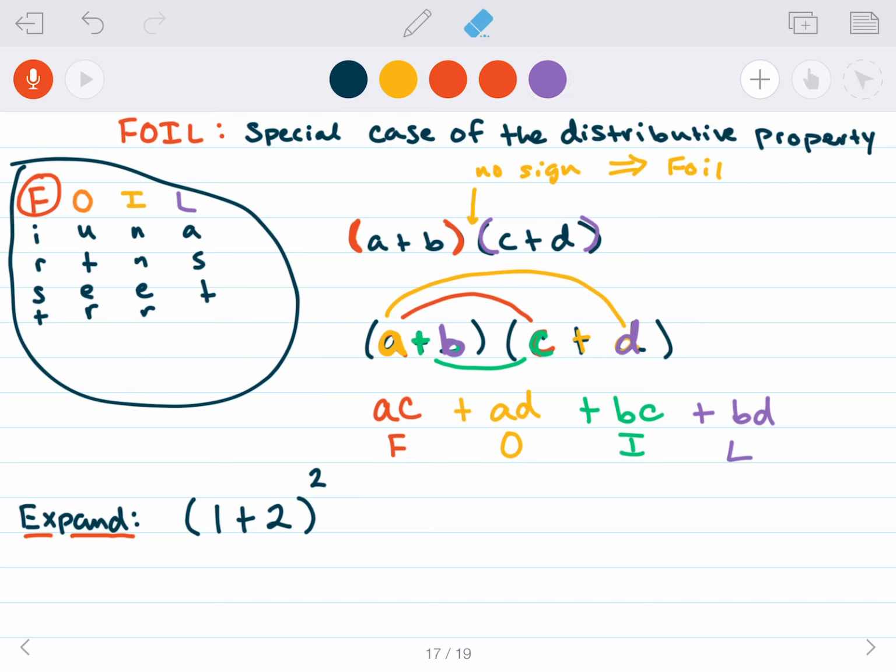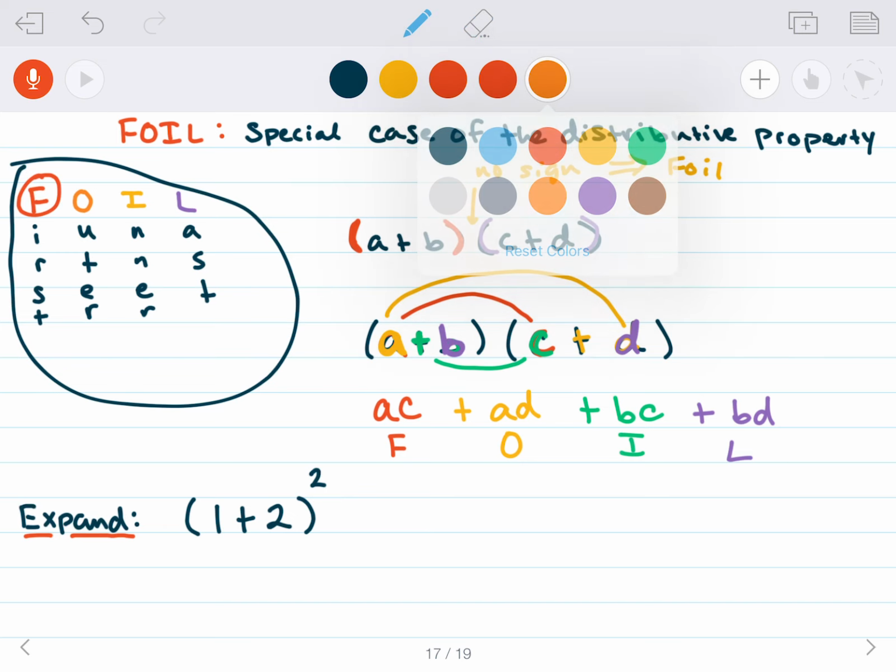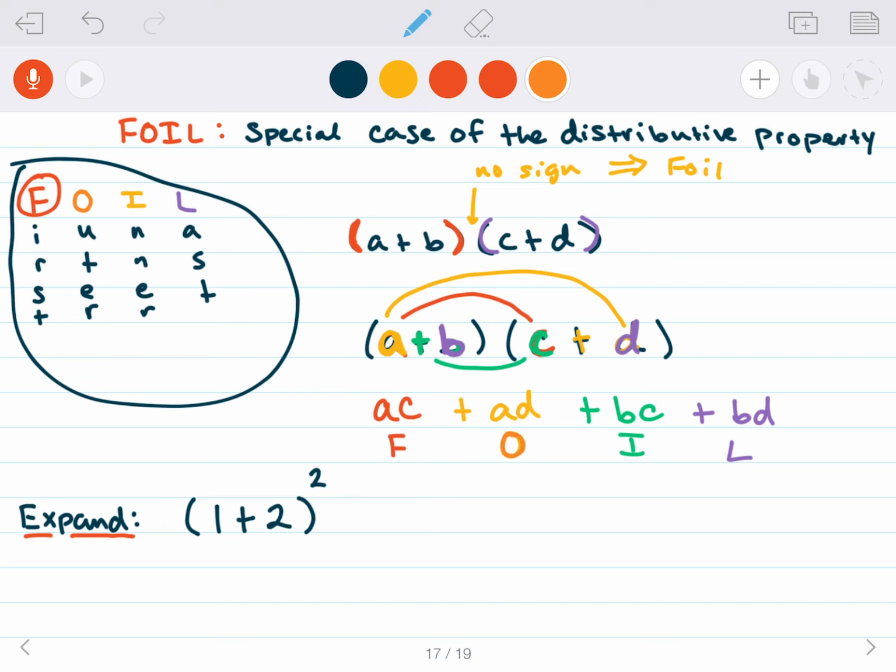Oh, I guess I got my colors mixed up. Dang it. Maybe we should just say this is orange. I did yellow for inner, so maybe this is yellow. And then last was purple.